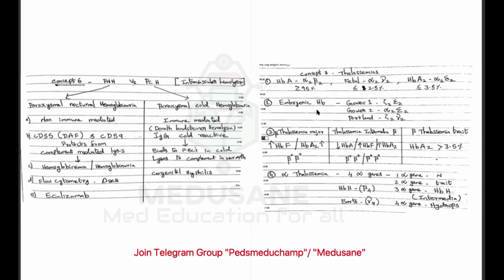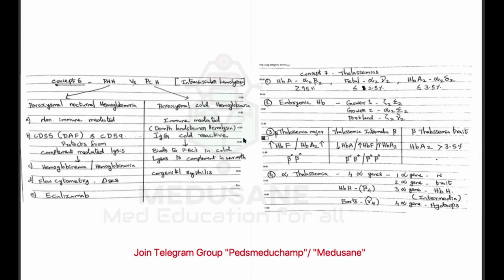They might also ask you some embryonic hemoglobins rarely, so you have to memorize. Gower 1 is zeta 2, epsilon 2. Gower 2 is alpha 2, epsilon 2. Portland is zeta 2 and gamma 2. So remember, in thalassemia, alpha thalassemia is where alpha chains are the problem, beta thalassemia is where beta chains are a problem.